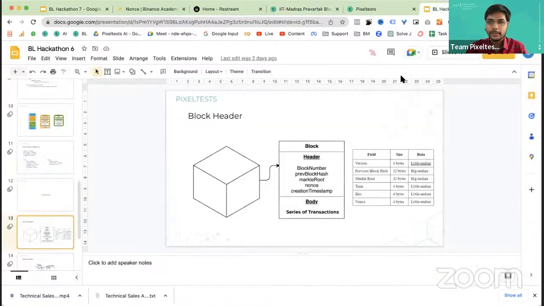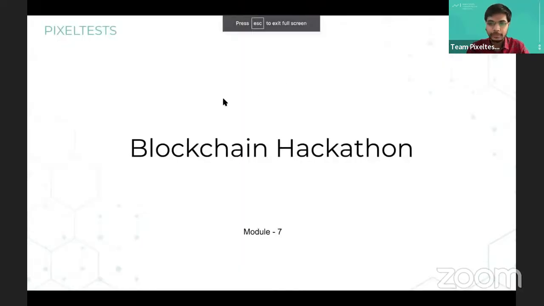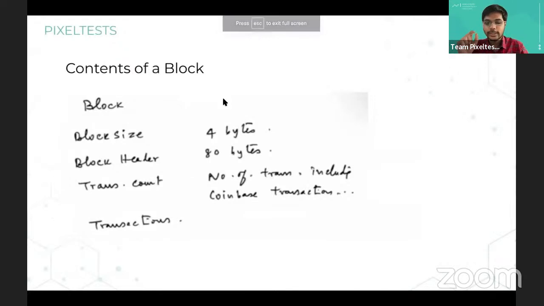Okay, let's begin. I'm going to share my screen here. In module 7, Professor Pandurangan sir revises a few concepts we previously discussed, like what a block consists of. The block consists of the block size, the block header, which is 80 bytes, and the transaction count, the number of transactions. Let's say there were 2,700-some transactions, including the Coinbase transaction.